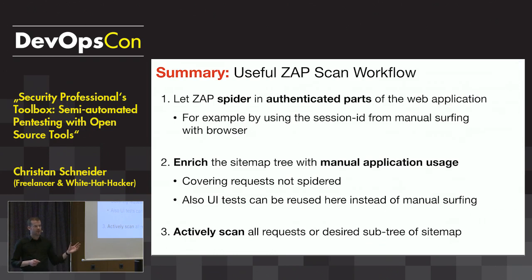Okay, so the summary is: first, let ZAP spider the authenticated parts of the web application. Then try to find out where it did not spider, due to JavaScript-heavy applications or missing business data, and enrich those missing white areas of the application to get more coverage by manually driving the browser, whatever client you use, or by reusing existing UI test automation. And third, just perform an active scan for those requests.